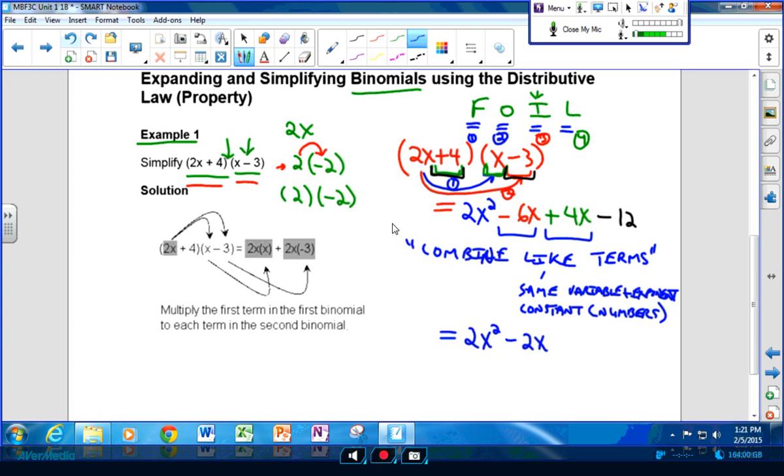And now finally we're going to combine any constant terms, and let's have a look here. I have negative 12, and there is no other constant term, so I'm just going to write that down. So now we have our answer, and our answer is 2x squared minus 2x minus 12.